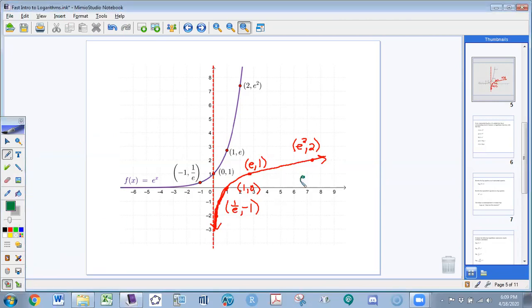that for e squared, the output I get is 2. And for e to the first, the output I get is 1. And for 1, which can also be written as e to the 0, the output I get is 0. So the log function is basically always telling us what was the exponent. That's the output of the log function.